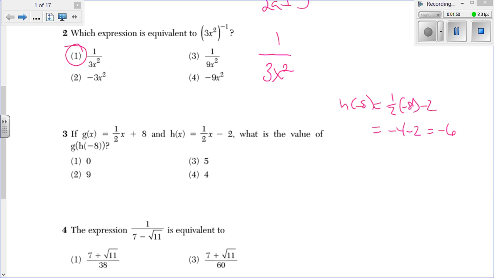And now I'm going to substitute that into g. So g of negative 6 is 1/2 times negative 6 plus 8. 1/2 of negative 6 is negative 3 plus 8, which is 5, and that is choice 3.